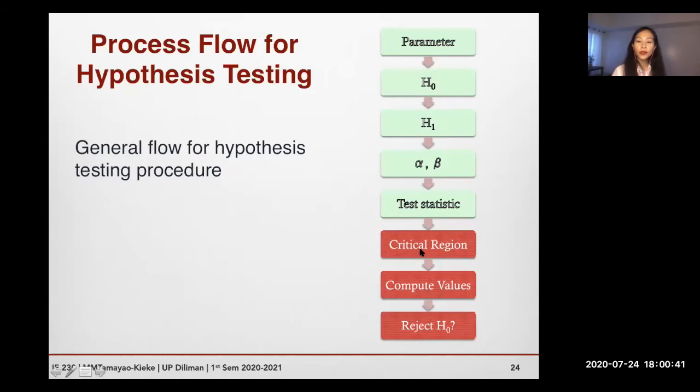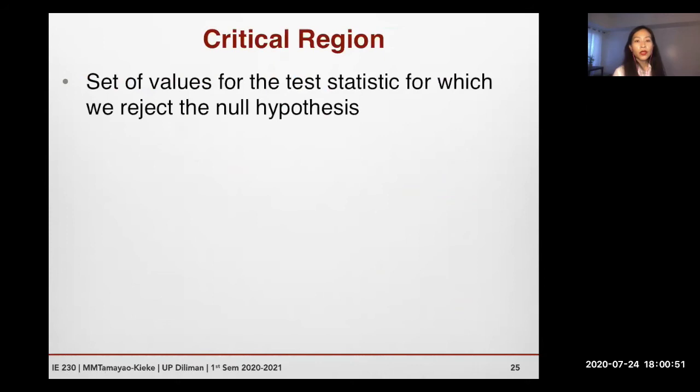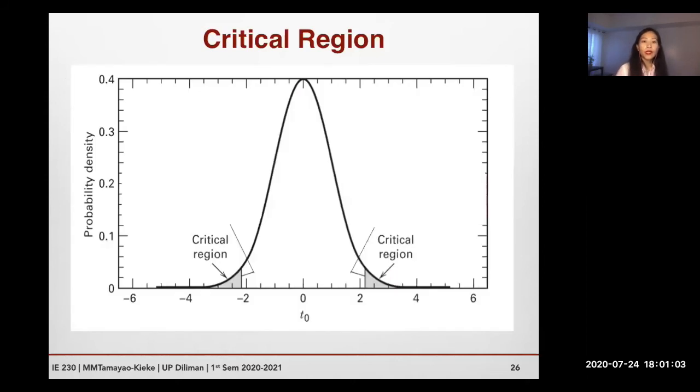Let's now move on to the next step, which is stating the critical region. So the critical region is just the set of values for the test statistic for which we will reject the null hypothesis. Okay, so let's look at this graph. Suppose that our population has this distribution here, and this is a t distribution. This here is the critical region. And the area of the critical region is actually alpha, okay?